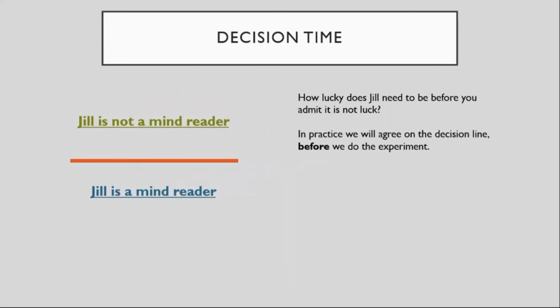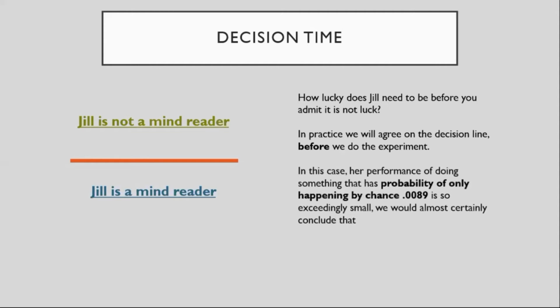Well, in practice, we need to decide where that line is before, right? Before we did the experiment, Jill and I should have made a decision: how good does she have to do to prove herself, essentially? In this case, however, her probability of what she accomplished is 0.0089. That is so exceedingly small that we would have to conclude that yes, Jill is reading our mind, right? Or cheating, right? But the point is, this is so rare that you have to admit that Jill is doing something besides just guessing.